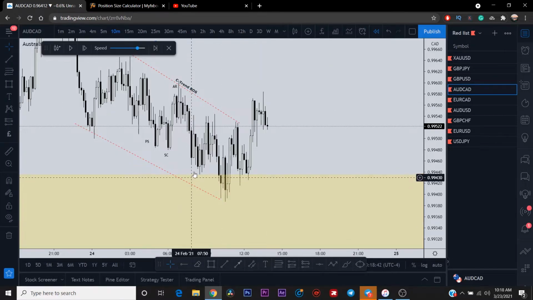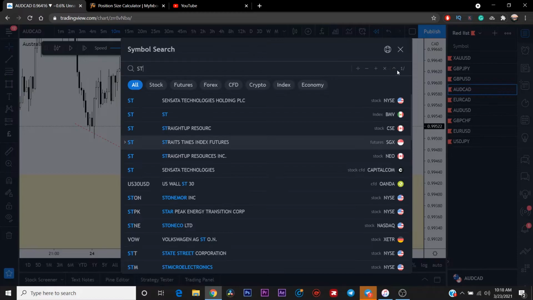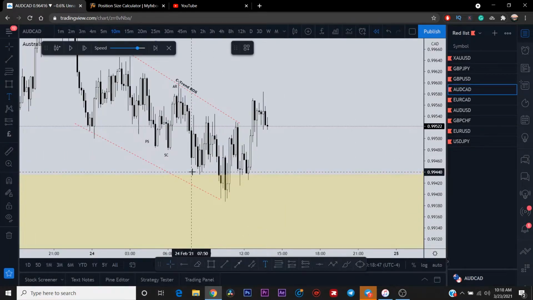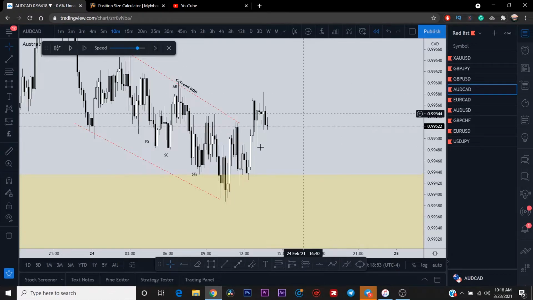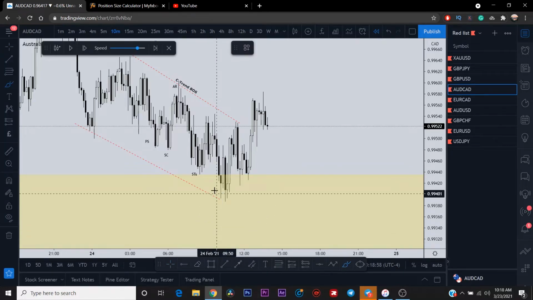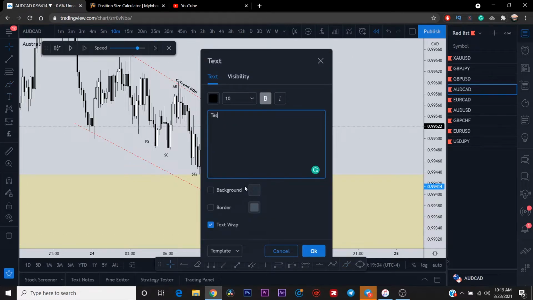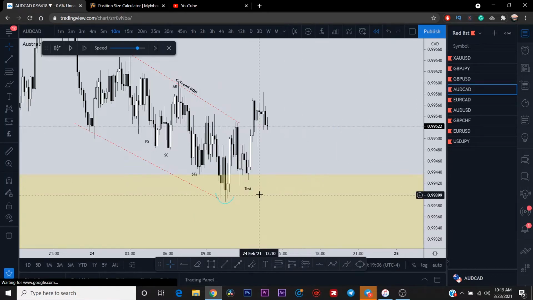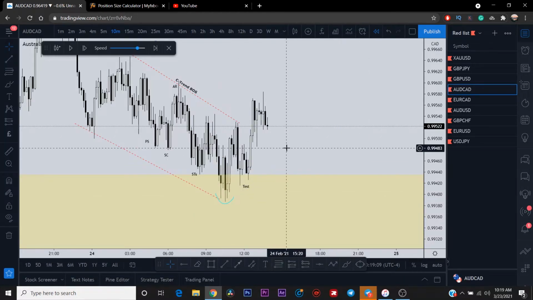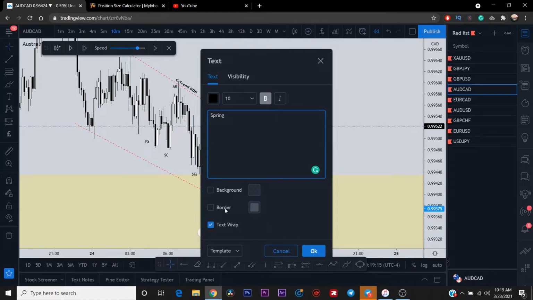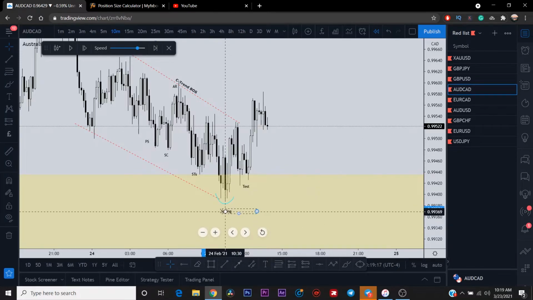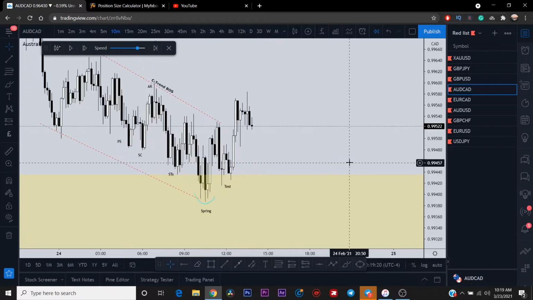Automatic rally. Just count this as STs. I'm just putting this as STs, just for the ST and the regular secondary test. And then we have our spring inside of here. Then we have our test right here. I forgot to mark this out. Spring. Okay. Spring, and then we have our test, and then we have our move. Okay.